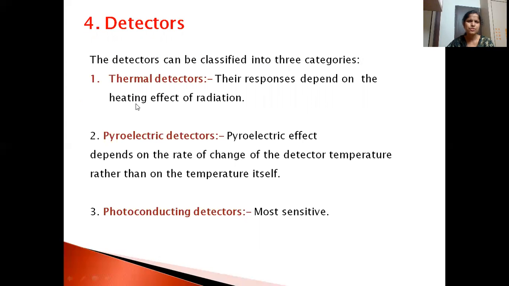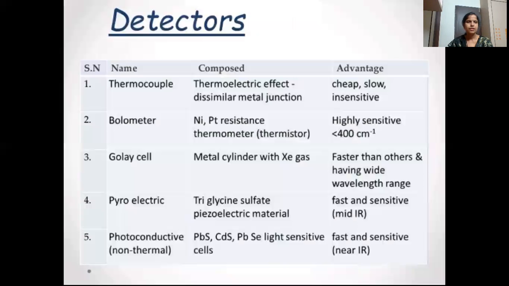Then we have detectors. We can use thermal detectors, pyroelectric detectors, or photoconducting detectors. Photoconducting detectors are very sensitive. Some examples of detectors are the thermocouple, bolometer, Golay, pyroelectric, or photoconductive. Generally we use photoconductive detectors, which are fast and sensitive.